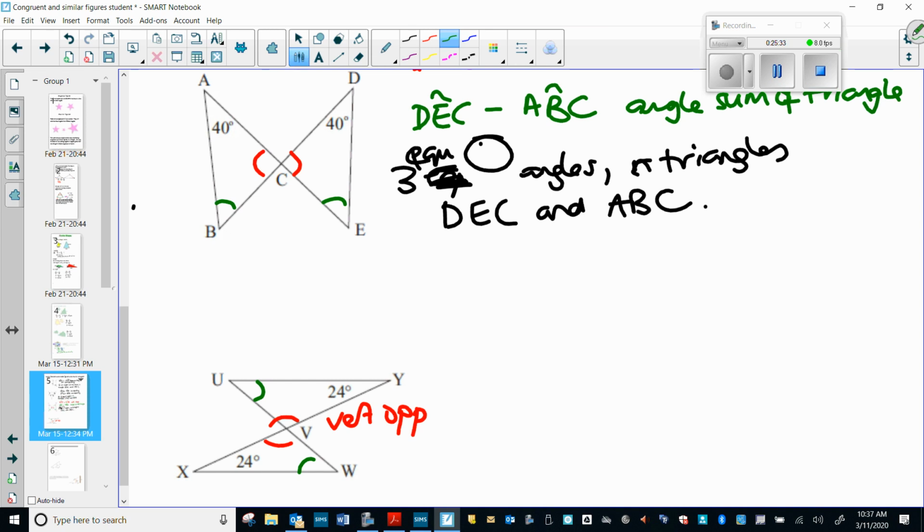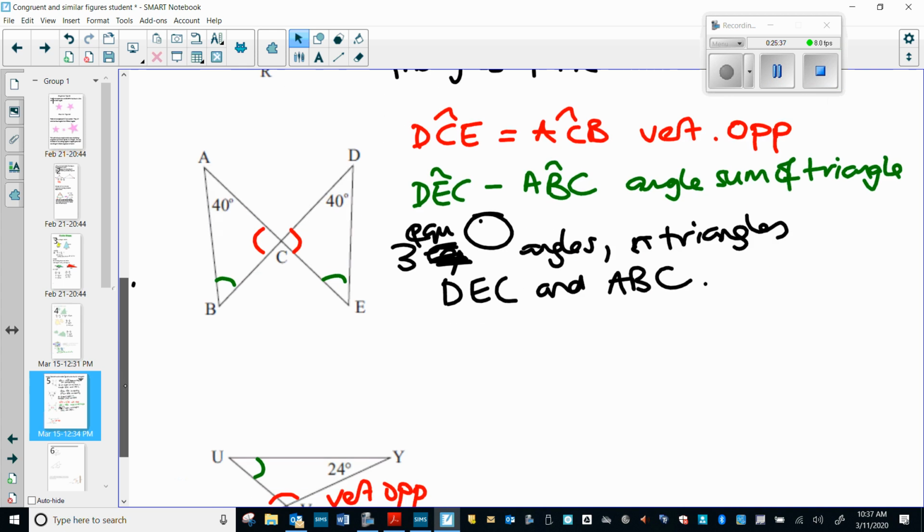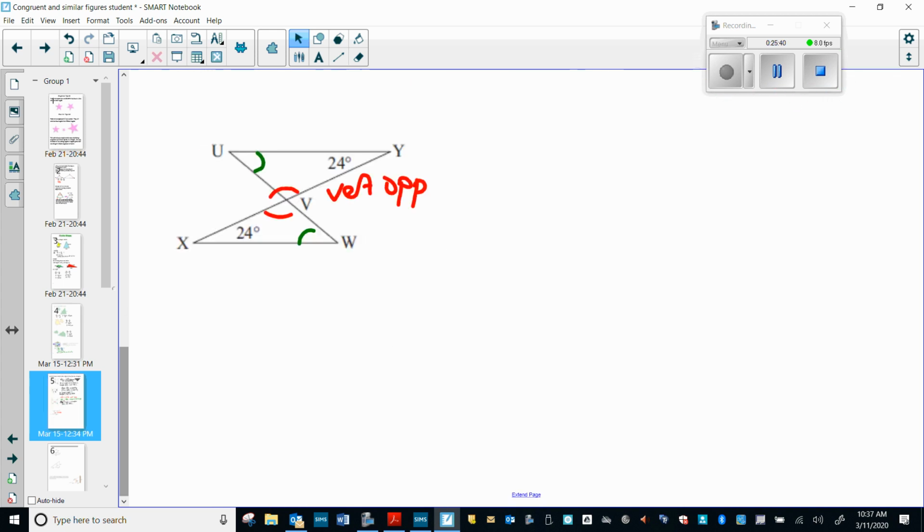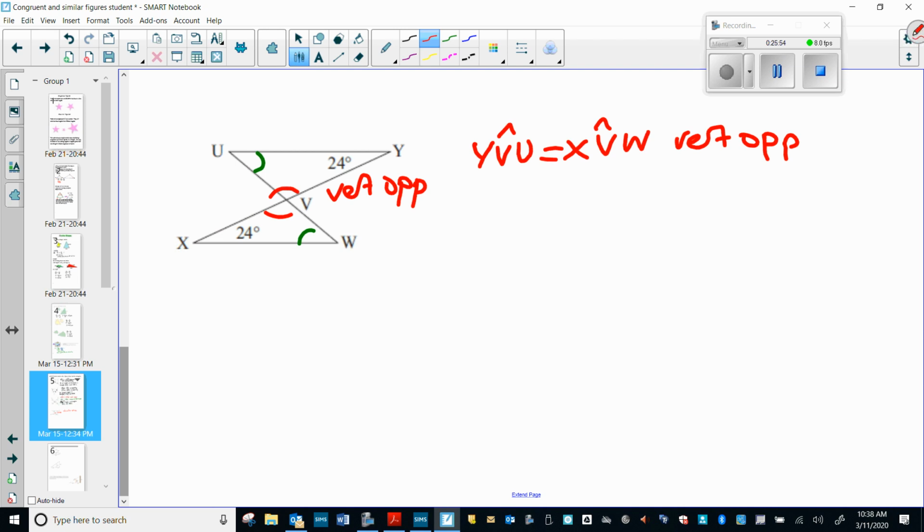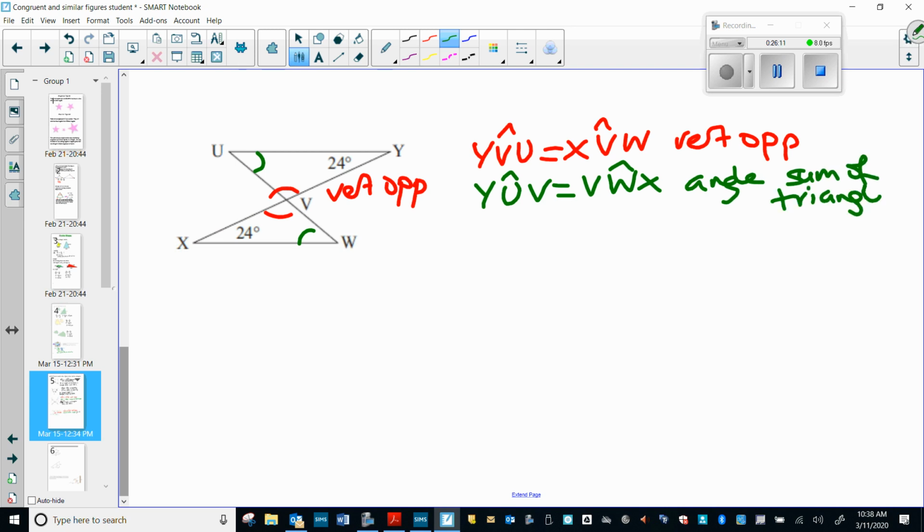I guess I should write it out before I explain it. So let's say angle YVU is equal to XVW. They're vertically opposite. And YUV is equal to VW. You can use any letters, well, not any letters, but in another order. And then you make your statement. I'm just going to write a statement.